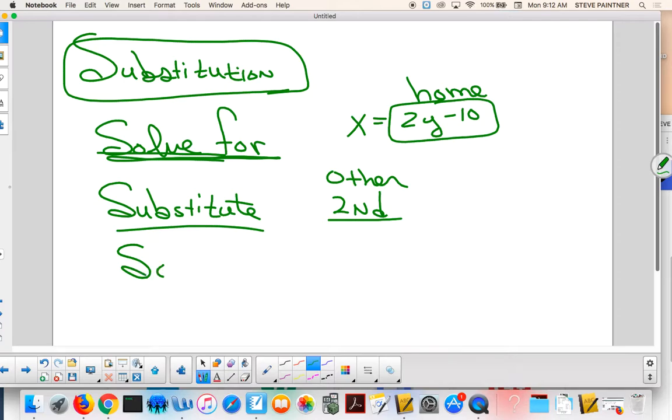Solve. If all that's left is y, solve for y. If all that's left is x, solve for x, okay? Step 4, once you solve and you get x equals 10, listen. No, let's say y equals 10. What would you do with y equals 10 after you solve? You go where? Wouldn't you go back home?